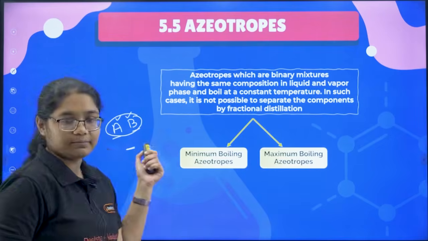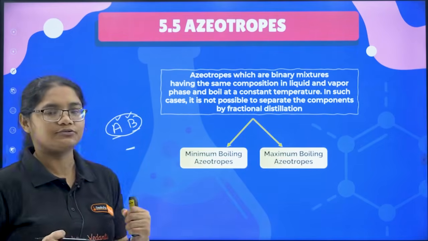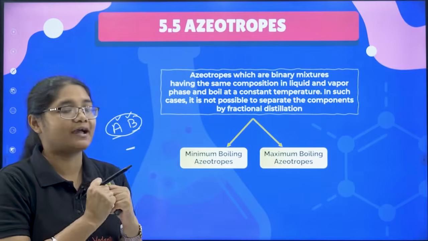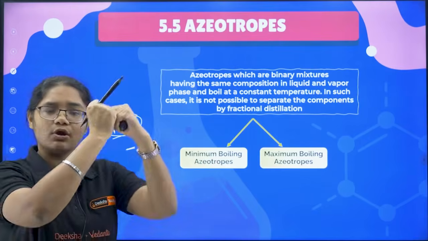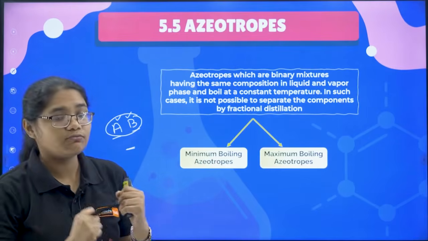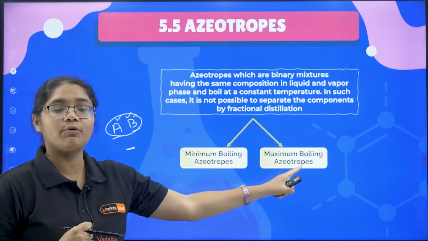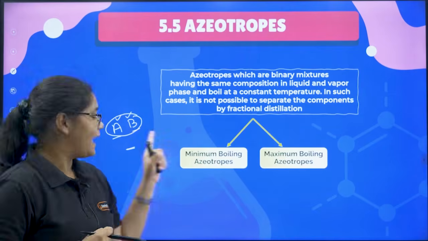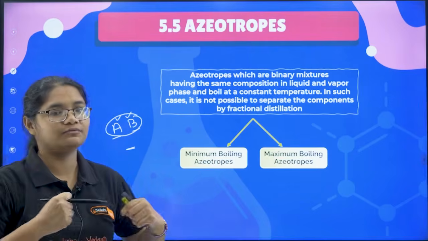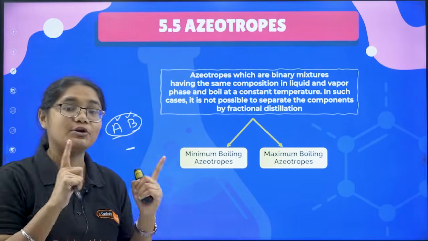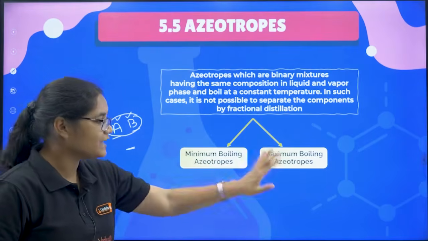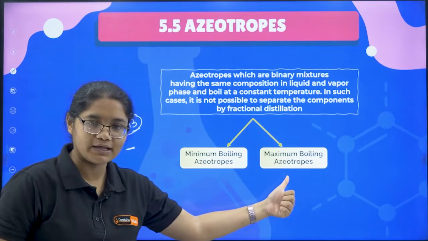If A and B have very strong interactions, if they are very strongly attracted towards each other, then they will not evaporate easily. You have to give more heat, more temperature is required, so a maximum boiling azeotrope will form. And when we have very strong interaction, which type of deviation is that? That is negative deviation. So negative deviation shows a maximum boiling azeotrope.